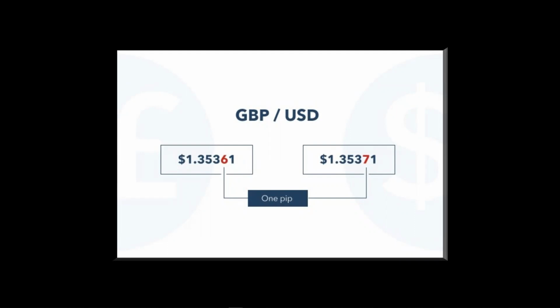So if GBP USD moves from 1.35361 to 1.35371, then it has moved a single pip. The decimal places shown after the pip are called fractional pips, or sometimes called pipettes.